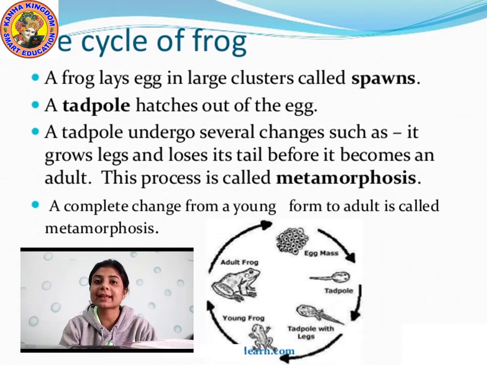A tadpole does not look exactly like a frog, as when they are tadpoles they do not have any legs. And when they grow into adults, they undergo different changes, such as they lose their tail, then the legs are formed. This change between the young stage and the adult stage is called metamorphosis. A complete change from a young form to adult is called metamorphosis. If you are asked what is metamorphosis, you will say it is a complete change from a young form to adult.